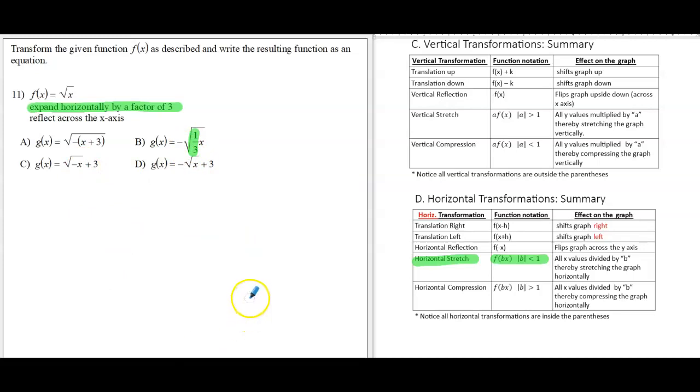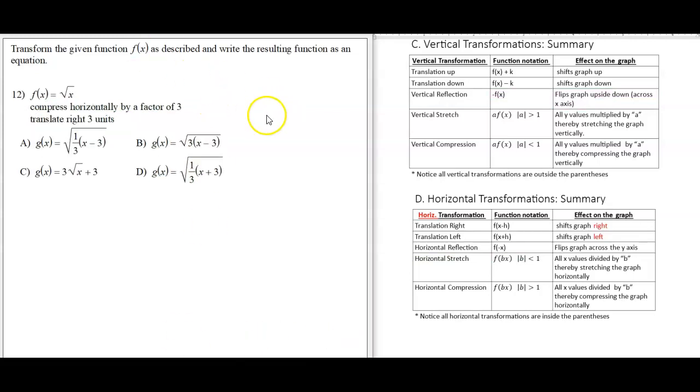But just to complete the process, we'll look at the other one anyway. So a reflection across the x-axis. There's my reflection across the x-axis. So I should have a negative outside the parentheses, and sure enough, there it is. So our answer is B. Hey, what do you know? It's not A this time. Nice. All right, let's move on to number 12.